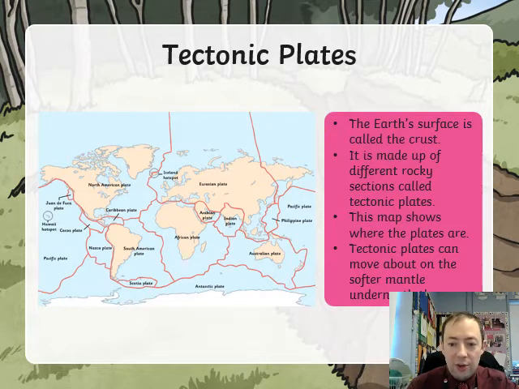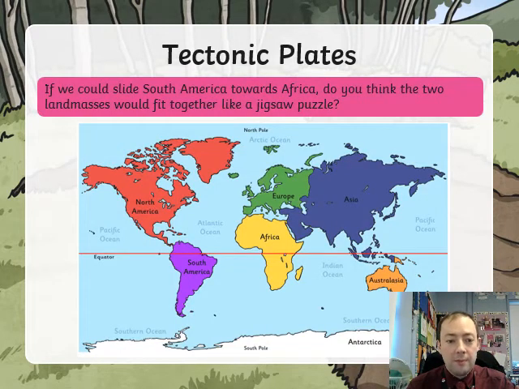The Earth's surface is called the crust. It's made up of different rocky sections called tectonic plates. This map shows where the plates are. Tectonic plates can move about on the softer mantle underneath, so they don't stay still, they move about. We don't often feel this though. If we could slide South America towards Africa, do you think the two land masses would fit together like a jigsaw puzzle? If you have a look at South America, and here it is, coming across here, fitting to the side of Africa there, can you see how once, years ago, they actually fitted together?